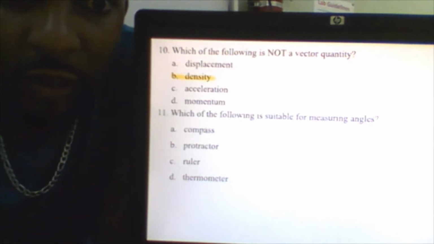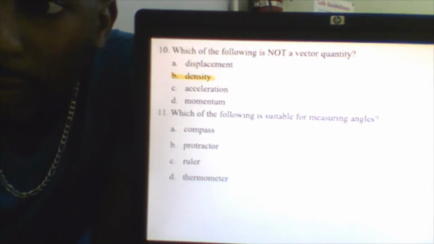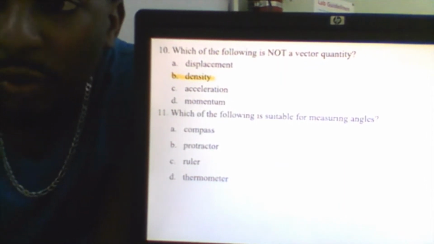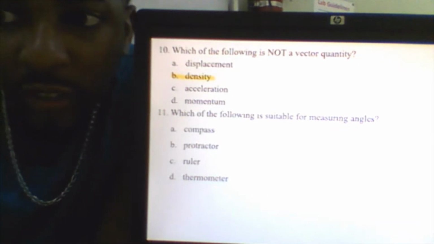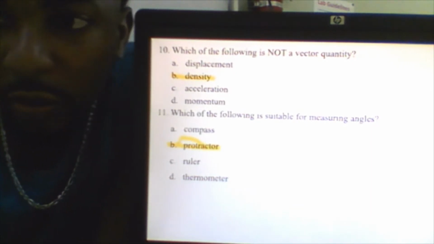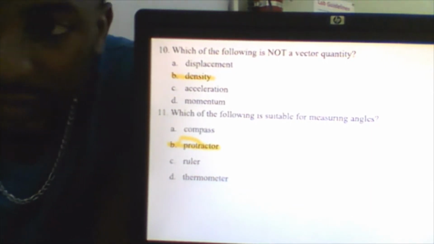Number 11, which of the following is suitable for measuring angles? And as you know, all these different instruments: the compass, the protractor, the ruler, the thermometer, and the answer for that one is the protractor. The protractor is the instrument used for measuring angles.